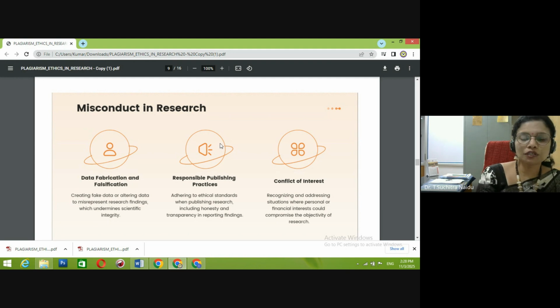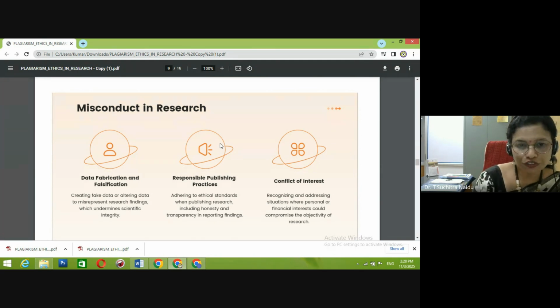If you're publishing in your paper, my name is there, and if I'm publishing in my paper, your name is there, irrespective of whether I have contributed to your research work or not. So this is also wrong. Or irresponsible publishing practices, and basically when you plagiarize the data and you write.